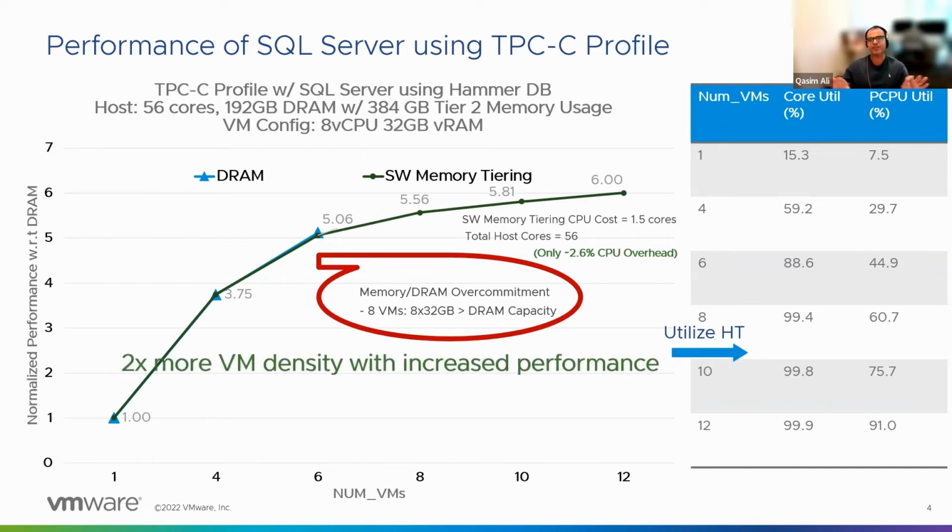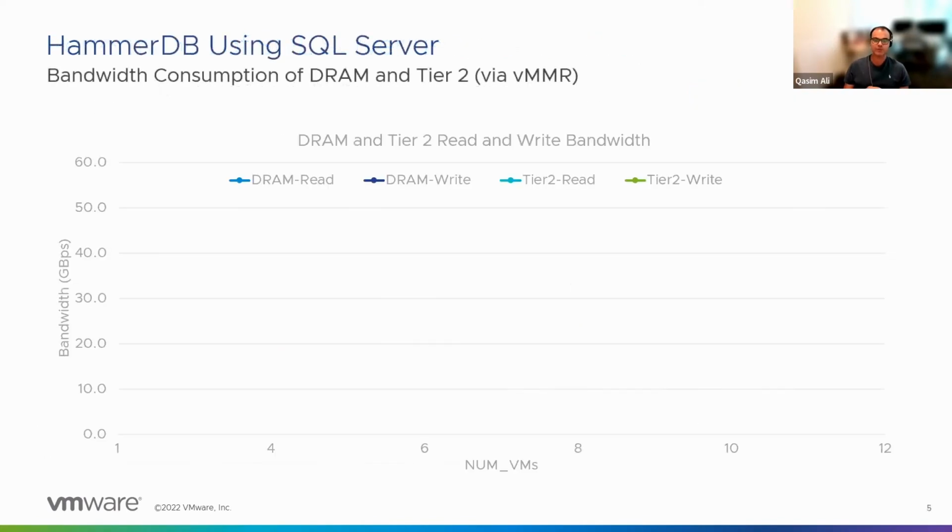So the key takeaway from this slide, I know it's a bit busy, is you get 2x more VM density with software memory tiering with increased performance. Now, in the next chart, I'm going to show you how much bandwidth is going into different tiers. The first one being DRAM, and the second one, of course, being the slower memory. The reason I'm showing that is to explain the performance chart in more detail.